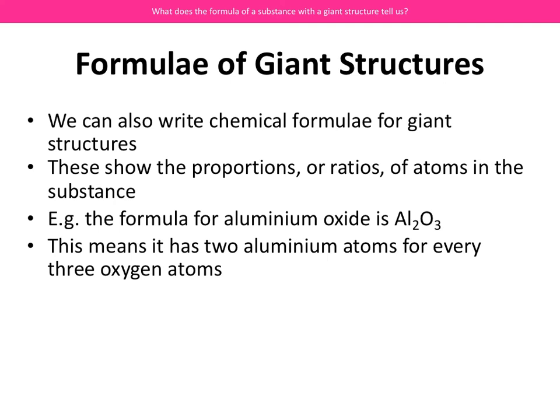What we're actually learning from that formula are the proportions or the ratios of atoms. So it's not saying there are only 2 aluminium atoms and 3 oxygen atoms. What they're saying is that for every 2 aluminium atoms, there are 3 oxygen atoms. So they are ratios rather than exact amounts.